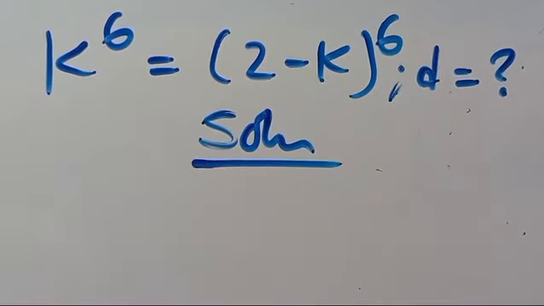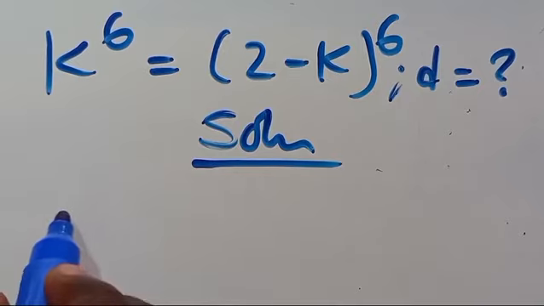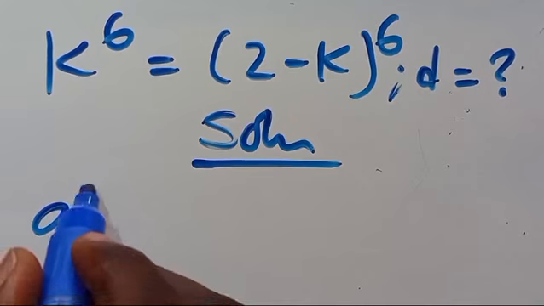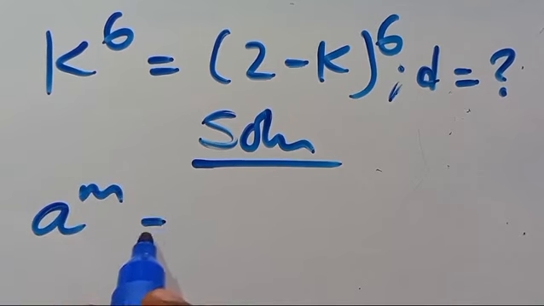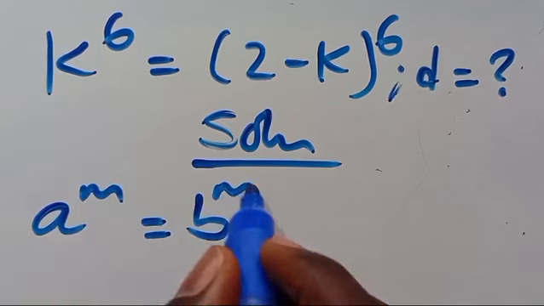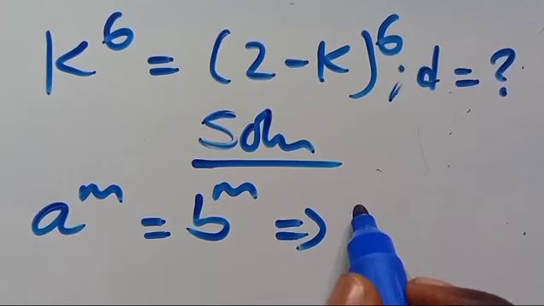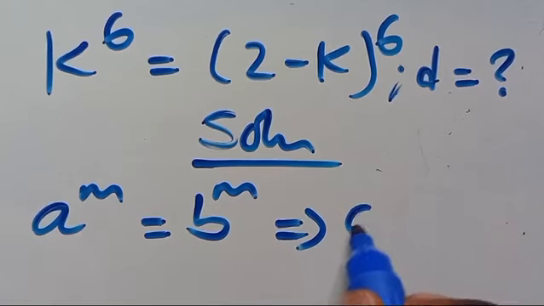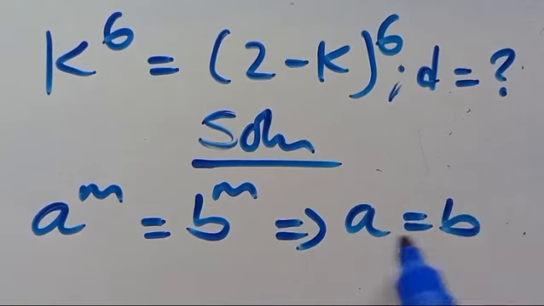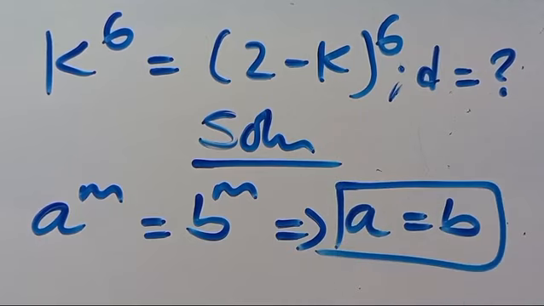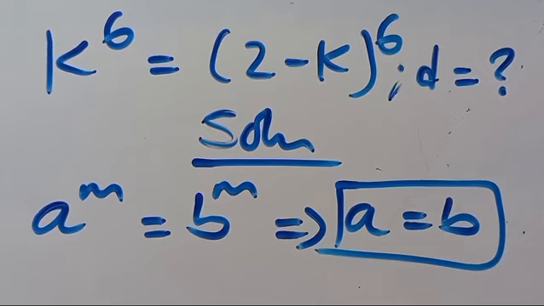Let us recall from the law of indices that when we have a to the power of m equivalent to b to the power of m, they have the same power. This implies that the bases are equal, meaning we can equate the bases. So from here, obviously, a equals b.